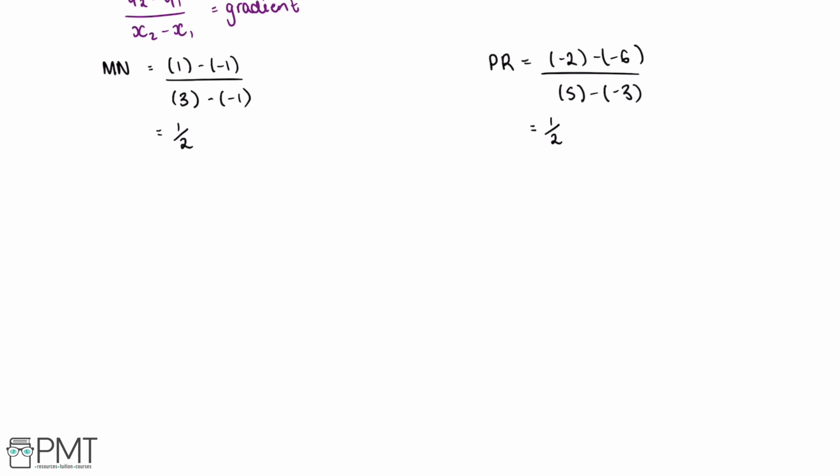So the final thing we'll want to do is write a summary statement. So we can write something along the lines of line MN and PR are parallel because they both have a gradient of 1/2.